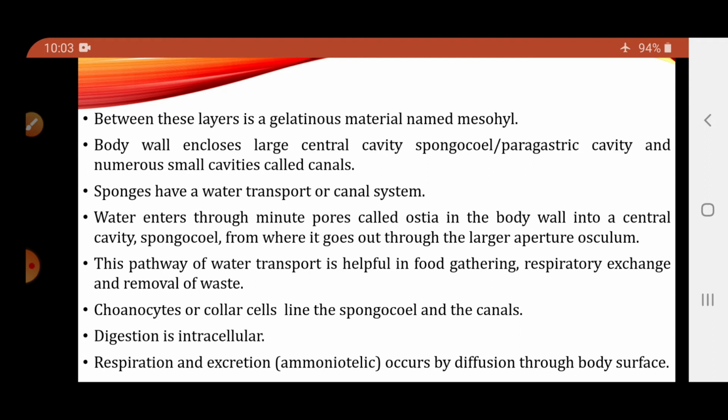पूरा फूड डाइजेस्ट करके जो थोड़ा अनडाइजेस्टेड फूड बचता है और उसके रिमूवल के प्रोसेस को क्या बोलते हैं? Egestion. And what is excretory? Excretion. So basically it is the removal of the metabolic waste.